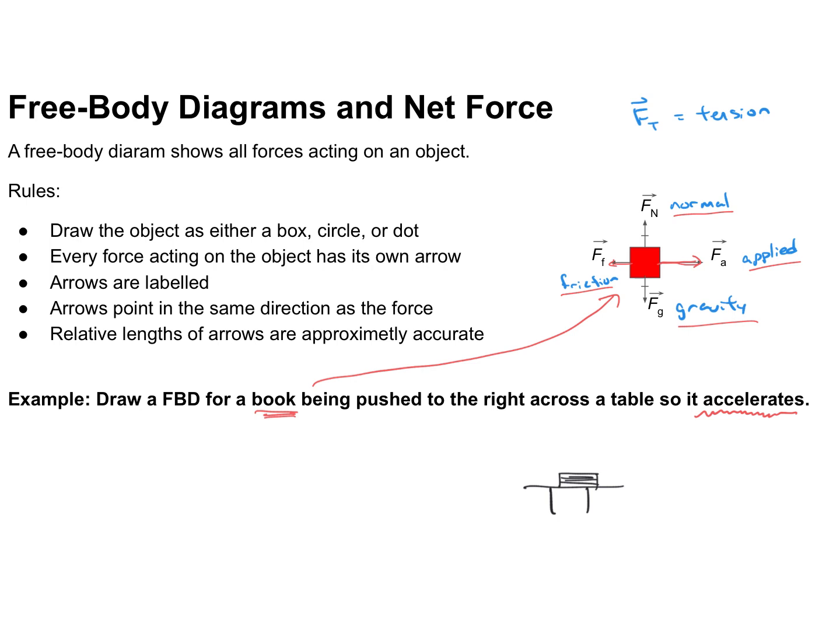In terms of gravity and normal, the book is not moving up or down, so they need to actually be equal in size to cancel each other out. So I drew them the exact same size, and to help out the reader, to tell them that you meant to draw them the same size, I put these little tick marks. If I put an identical tick mark on two different arrows, I'm trying to communicate that they are the same size.